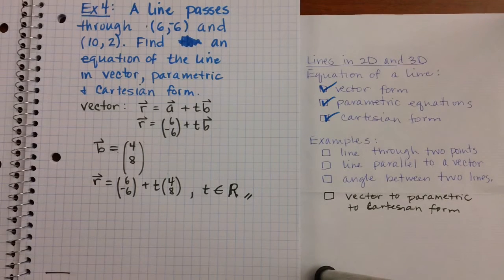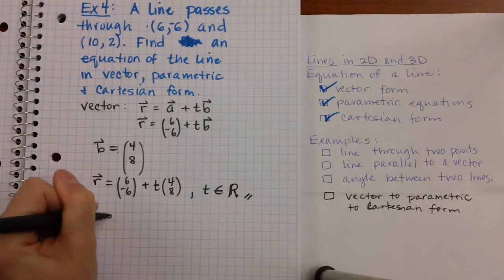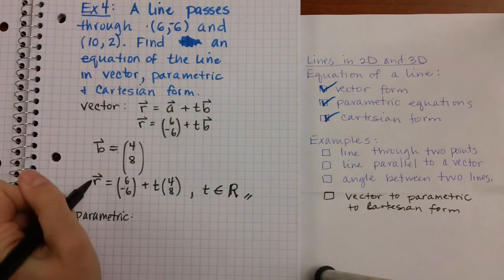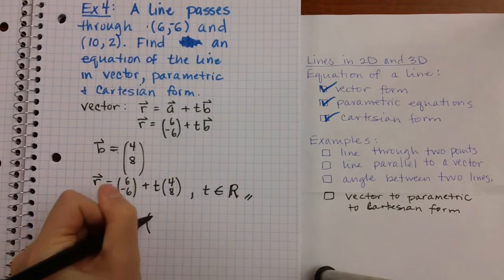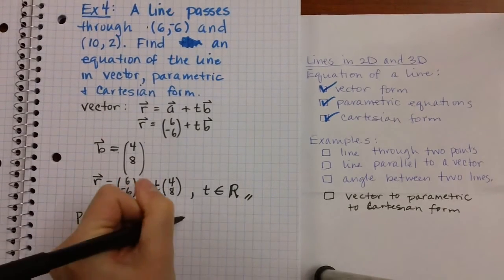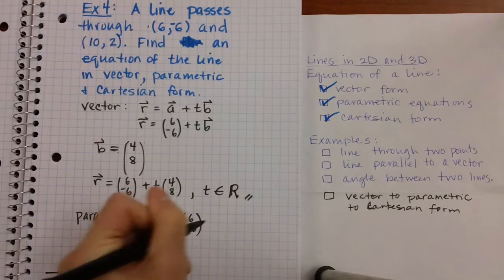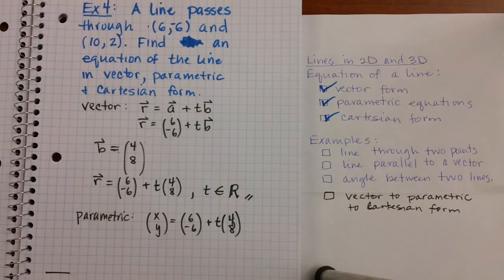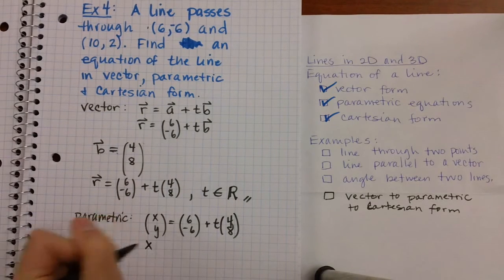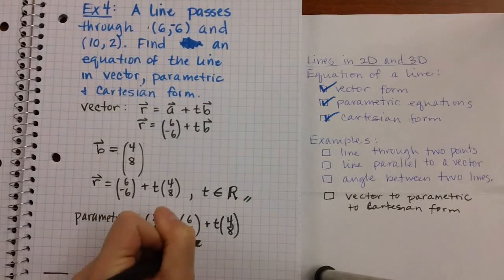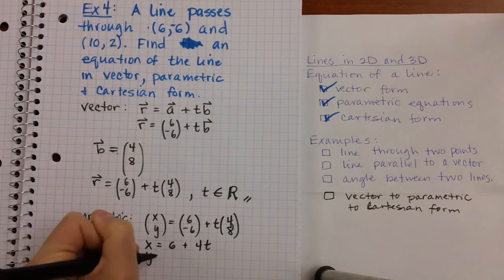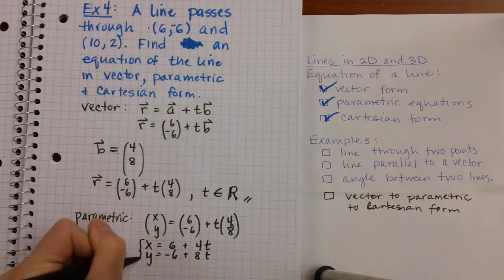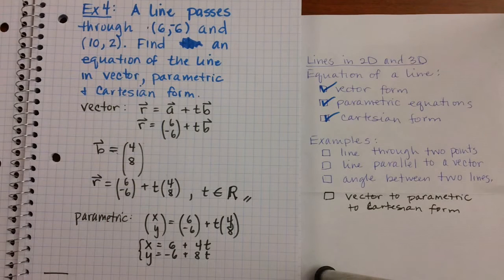For the parametric equation, I'm going to split this up into my x and y. So remember that r is equal to x, y. So I have x, y is equal to 6, negative 6, plus my scalar parameter times my direction vector. Then I can write an x equation. x equals 6 plus 4t, and y equals negative 6 plus 8t. And these are my parametric equations of the line.